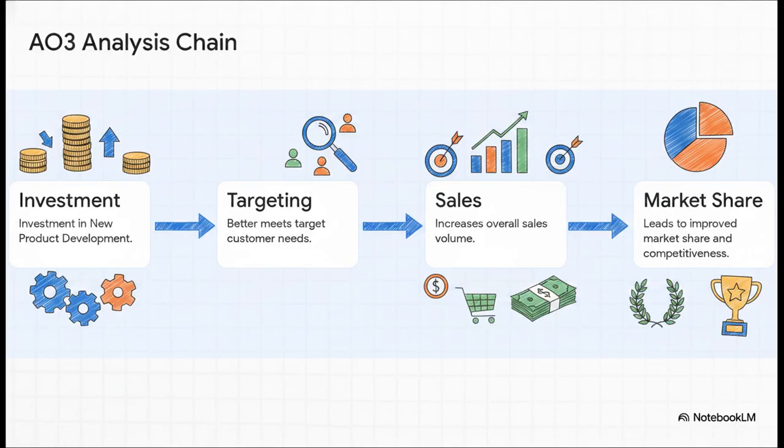To actually prove this in an exam, you need a flawless AO3 analysis chain. Watch closely how these logical steps connect. Step 1. A business makes a strategic investment in new product development. Step 2. Because of rigorous market research, this new product better meets specific target customer needs. Step 3. Satisfying these needs directly increases overall sales volume. And Step 4. This sustained increase in sales leads directly to improved market share, fundamentally enhancing the business's competitiveness. It's beautiful, right? Each step is the logical, undeniable consequence of the one right before it.